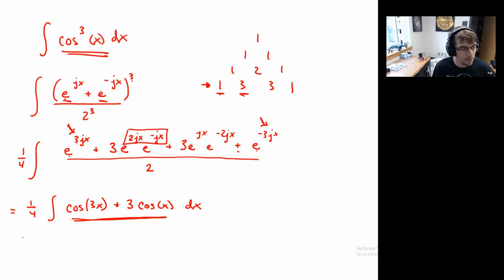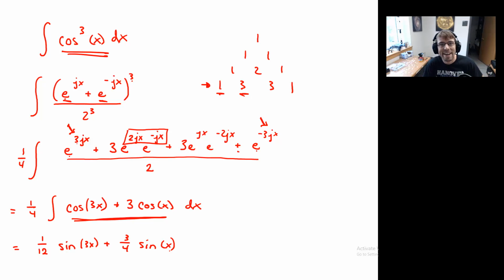So it turns out we have, okay, so this would be 1/12 sine of 3x plus, let's see here, 3/4 sine of x, and we're done. No? Maybe? I don't know.